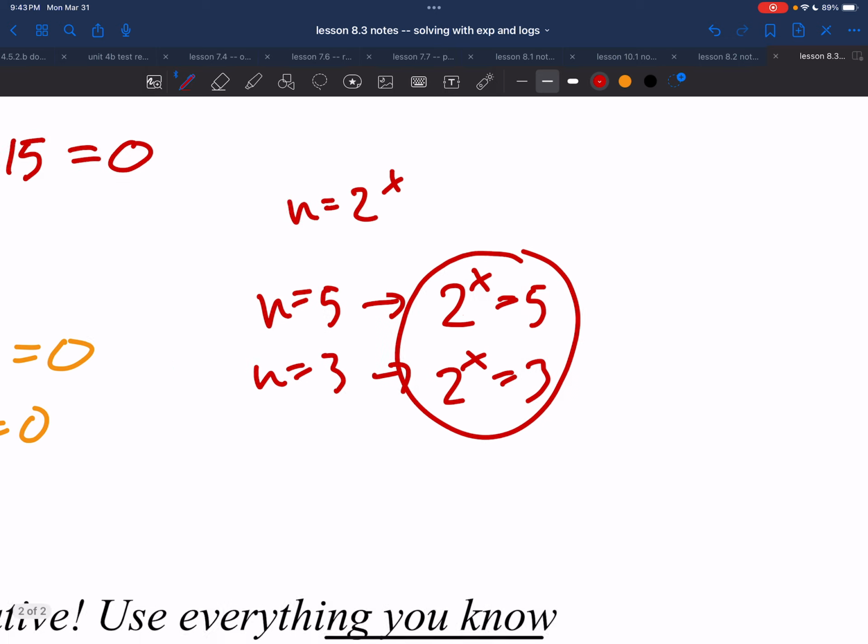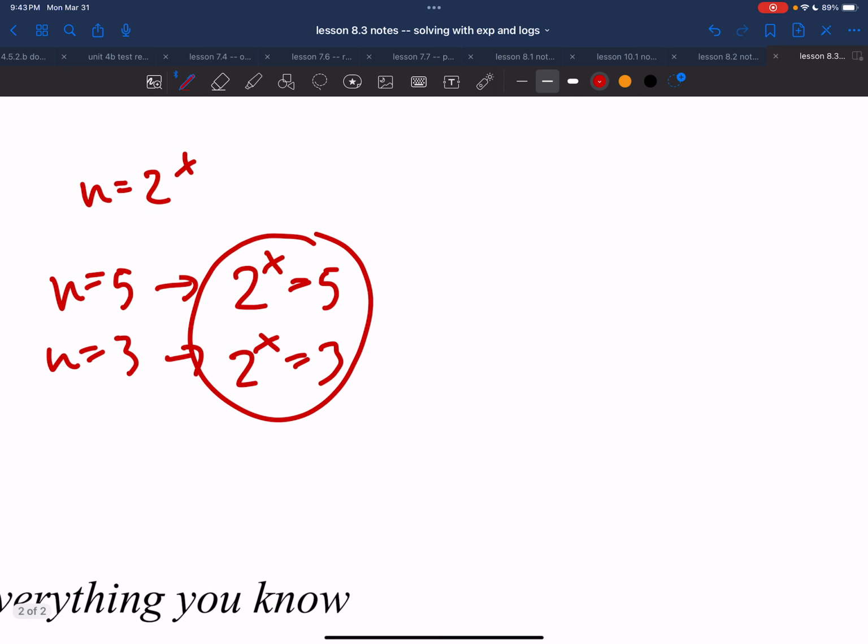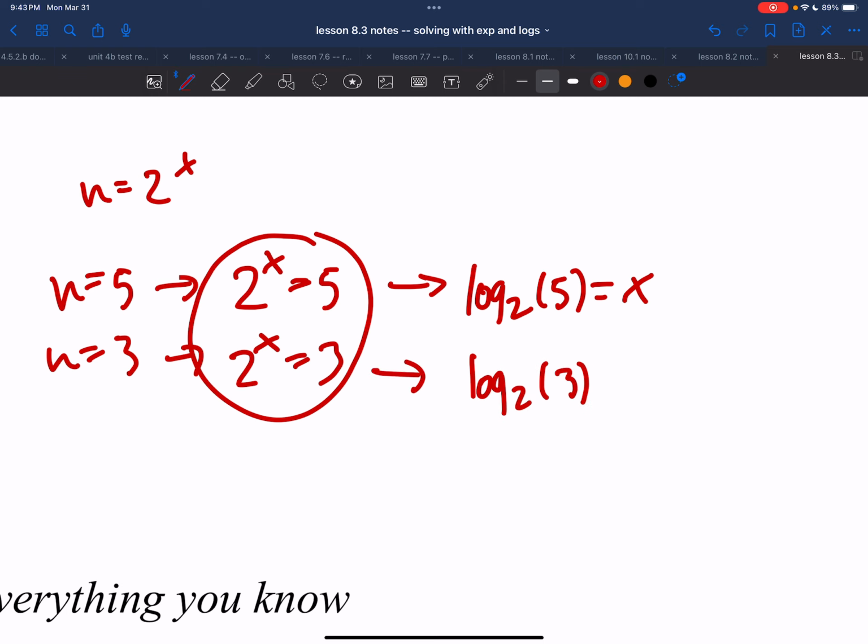The first way would be to just do simple logarithmic conversion. You would be done in one step. You could say, this is log base 2 of 5 equals x, and in this case, log base 2 of 3 equals x. That would be one way to do it.